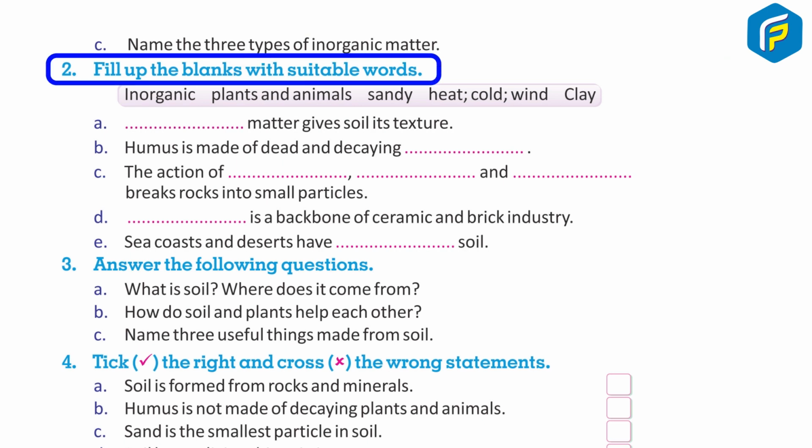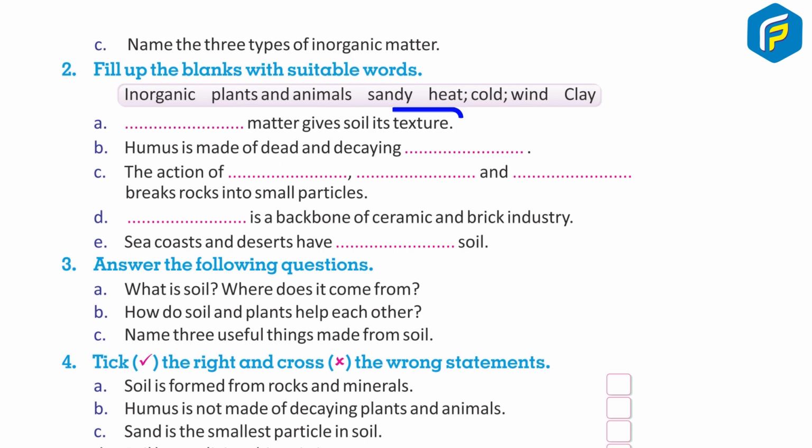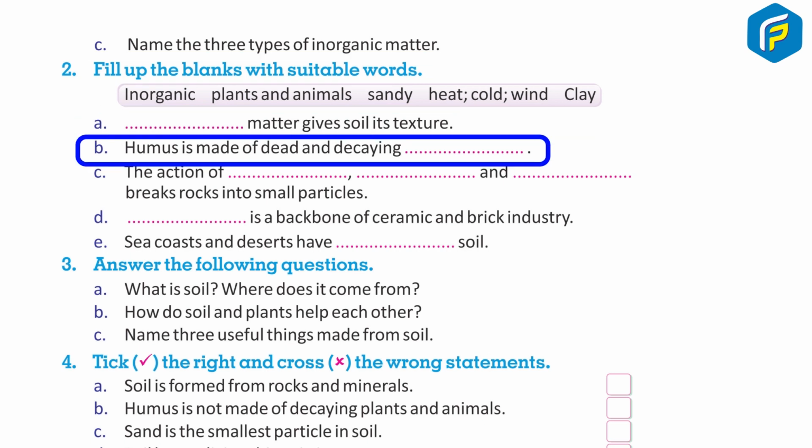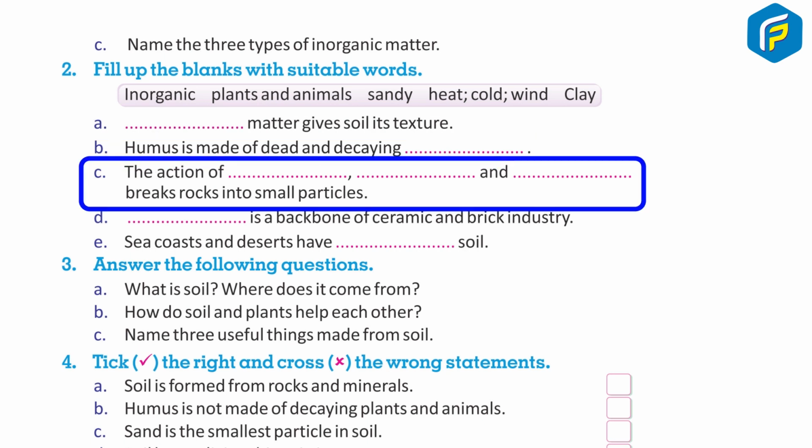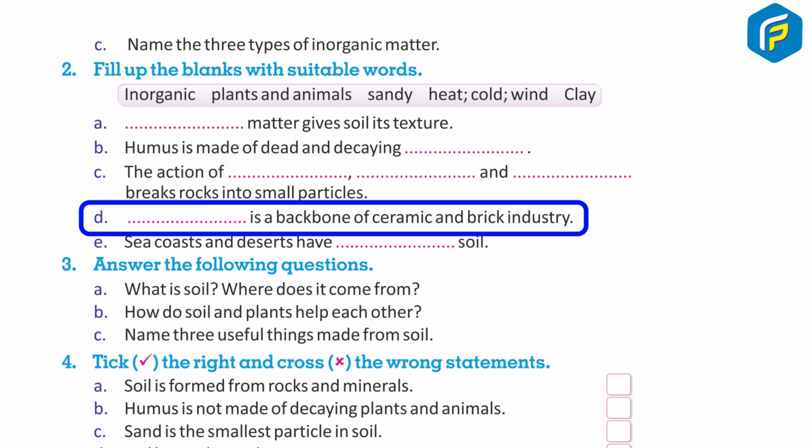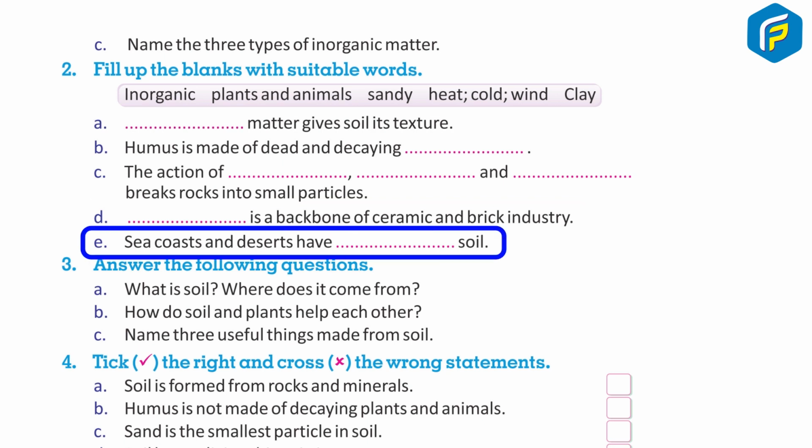2. Fill up the blanks with suitable words. A. Dash matter gives soil its texture. B. Humus is made of dead and decaying dash. C. The action of dash, dash, and dash breaks rocks into small particles. D. Dash is the backbone of ceramic and brick industry. E. Sea coast and desert have dash soil.